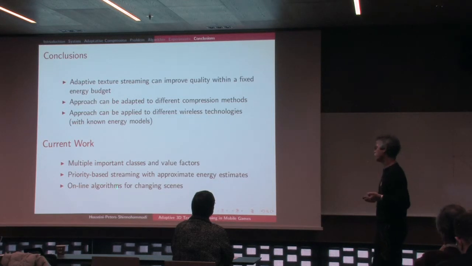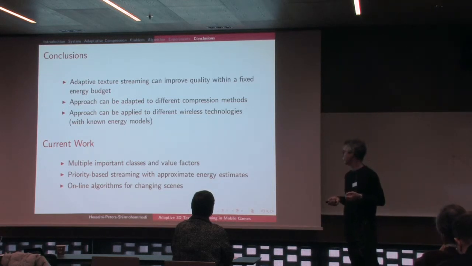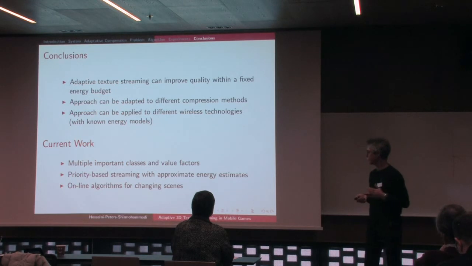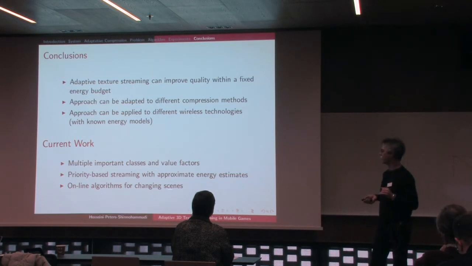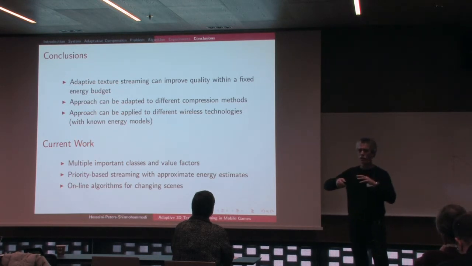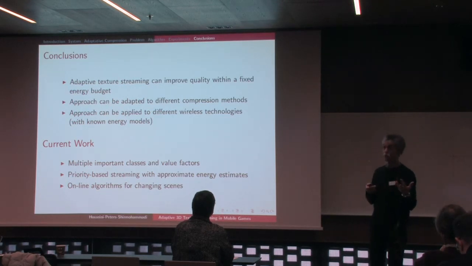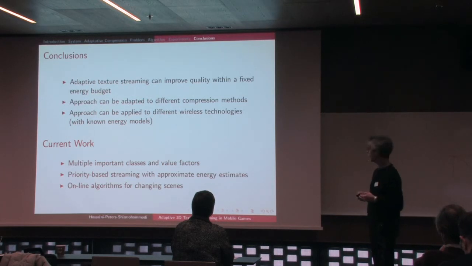There are a couple of things that we think are very interesting. One is looking at priority-based streaming, where the energy estimates are approximate, so you have to adjust as you go. If you're using a more sophisticated compression method, at the client side you're going to have to decompress it. It's going to take energy to do that. So what's the relationship there?